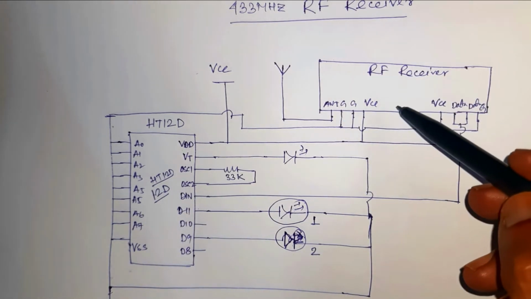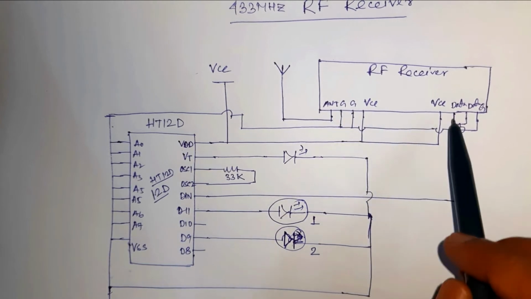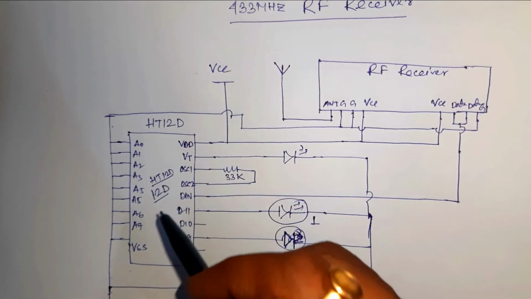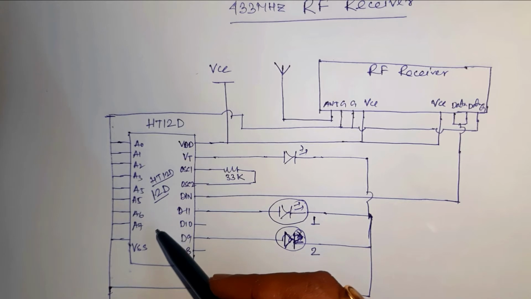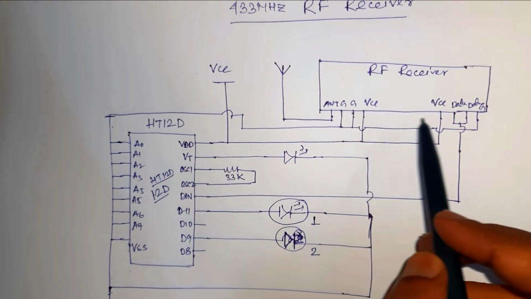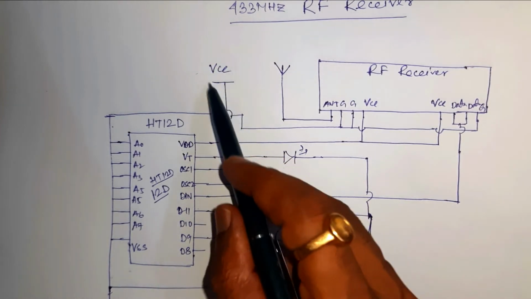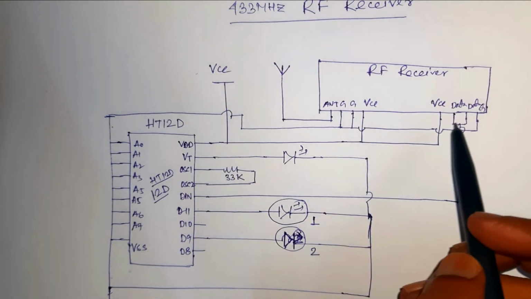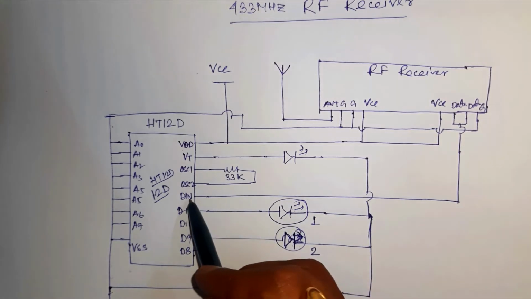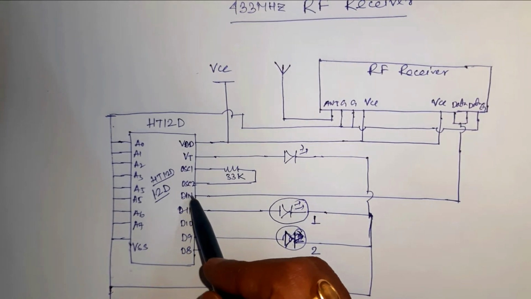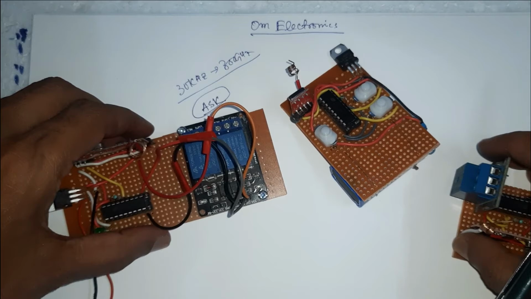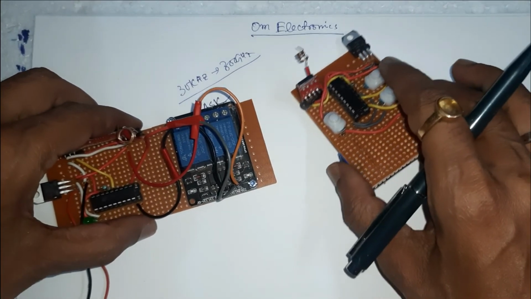The RF receiver module ground terminal is connected to the ground terminal of the power supply or decoder IC, and the VCC terminal is connected to the power supply positive terminal or VCC terminal, and the data pin is connected to pin number 14 of the decoder IC, that is D-in. So here we have used only two outputs.